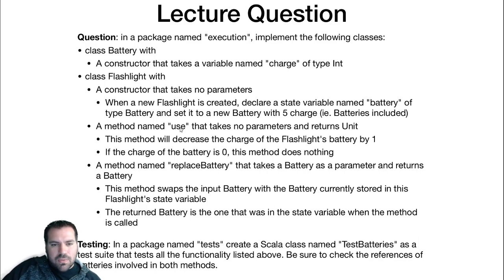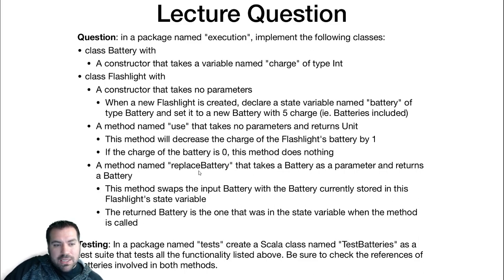So I have two methods. One, use, which is going to simulate using the flashlight. It doesn't return anything, and it's going to decrement the charge of the battery by 1. If the battery already has no charge, this method does nothing. It's not going to change the charge of the battery if it's already 0. The battery's already depleted. Nothing else to do there.